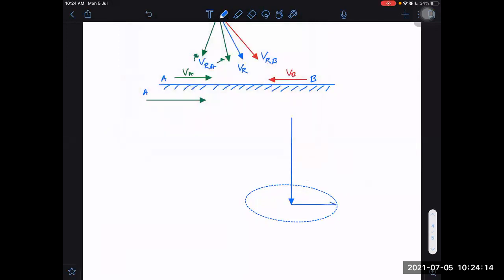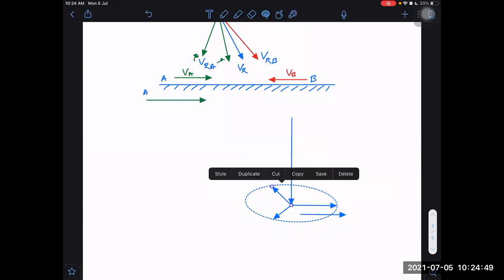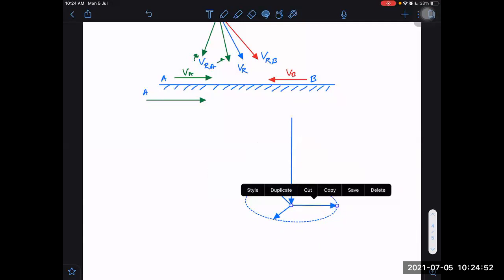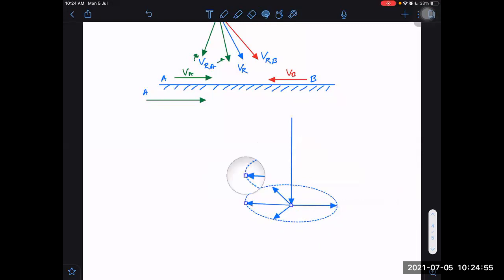He may be having velocity in this direction, or he may be having velocity in this direction, or maybe this direction, or maybe this direction.